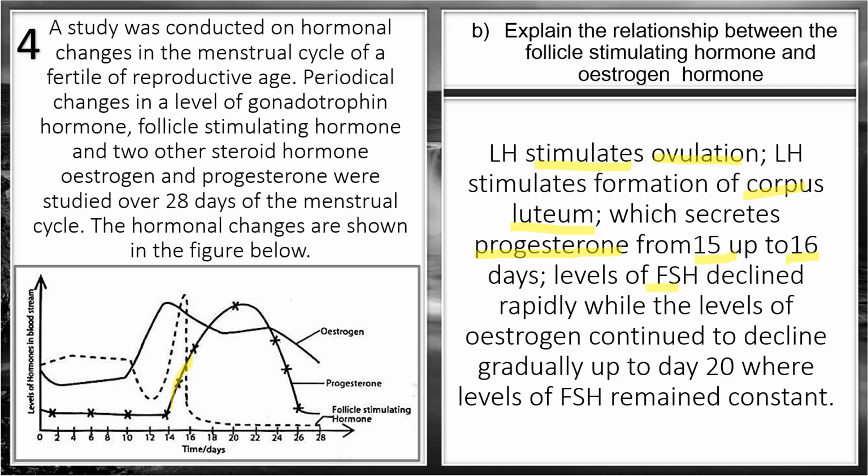And the level of the follicle stimulating hormone declines rapidly, while the level of estrogen continues to decline gradually up to the 20th day, where the level of follicle stimulating hormone now remains constant. So here you can see that the follicle stimulating hormone decreases rapidly up to around the 17th and 18th day, and then it remains constant. Whereas for the estrogen, it continues declining slowly and then it remains a little bit constant.